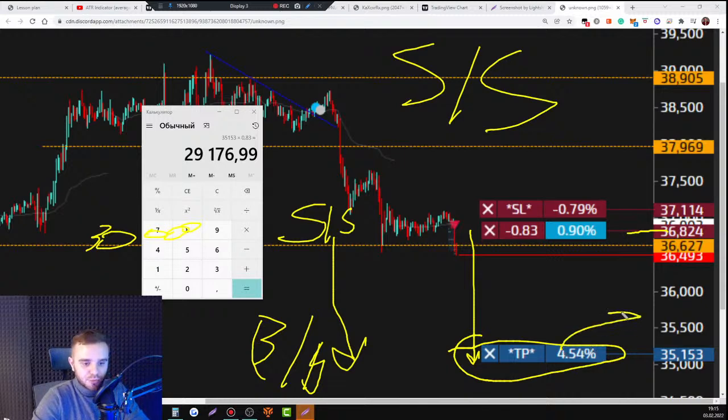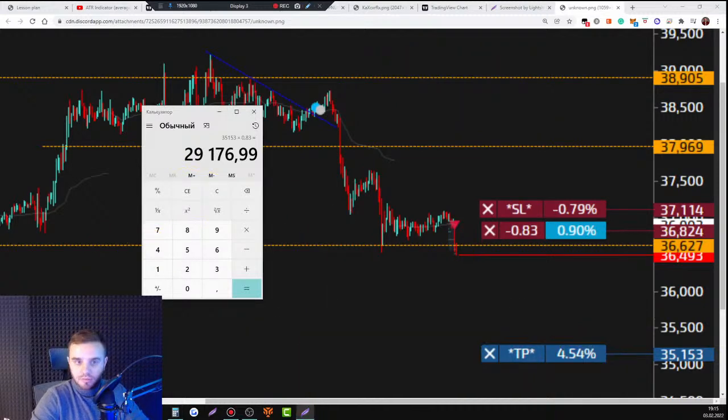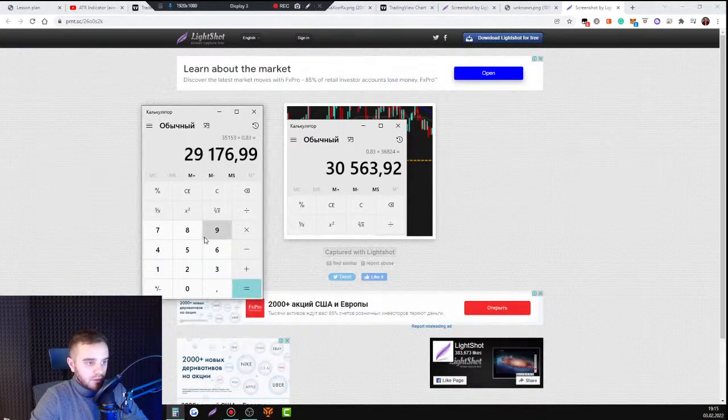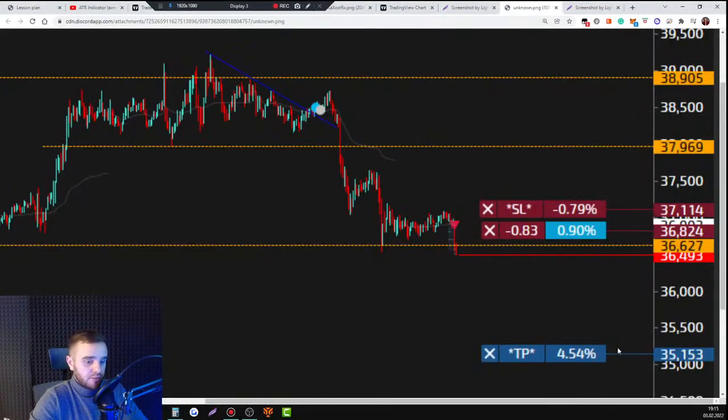and give it back to Binance. And when I do it, the difference between 30,563 and 29,176, difference 1,386, would be my take profit in that particular trade.